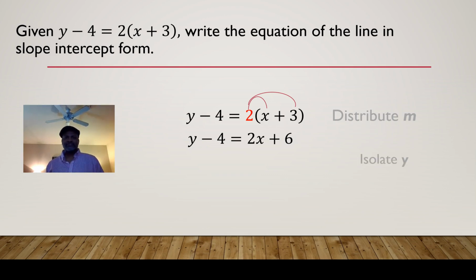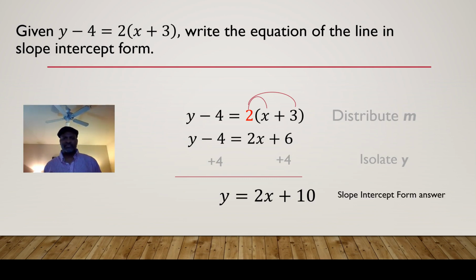The next thing we need to do is get the y by itself, or isolate it, by adding 4 to both sides, because we need to get rid of that minus 4 and use the inverse operation, which is to add 4 to both sides. We do that, then those are gone. We're left with y by itself on the left, and if we add the 6 and the 4 on the right, we get y equals 2x plus 10, and this is in slope-intercept form.